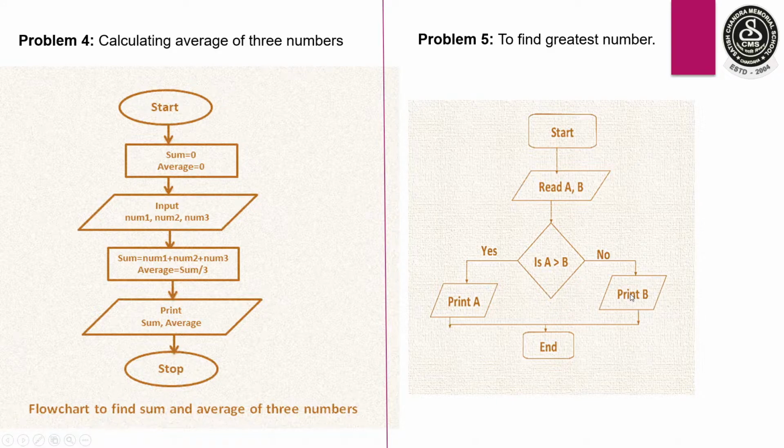B means 30. If you give values like 15 and 7, it will check if 15 is greater than 7. So definitely it will be yes. So it will come here and print A, that is 15. So it is printing the greatest number according to your input. After printing, either A or B, it will come to end definitely. So the last is end.